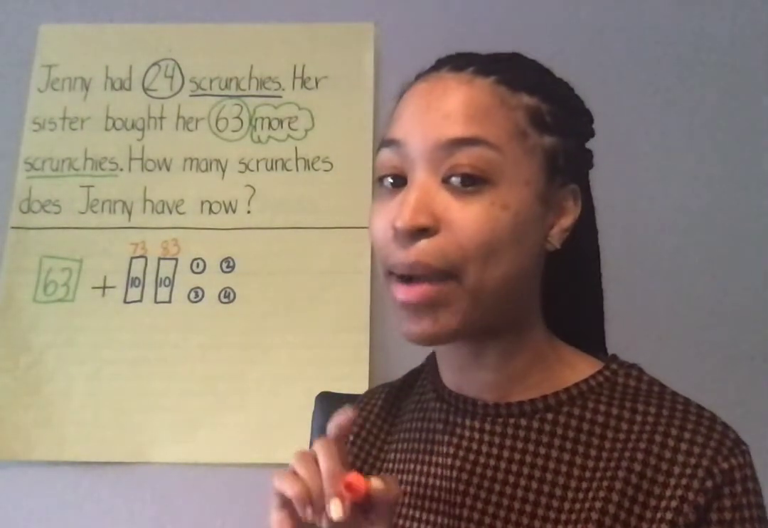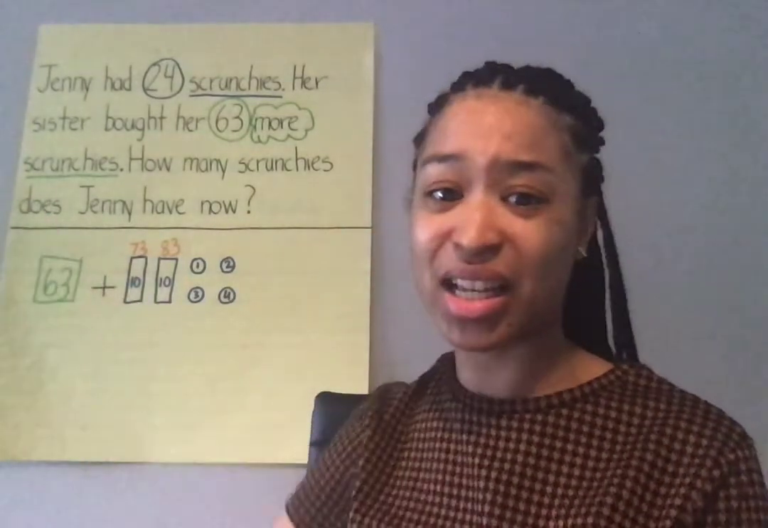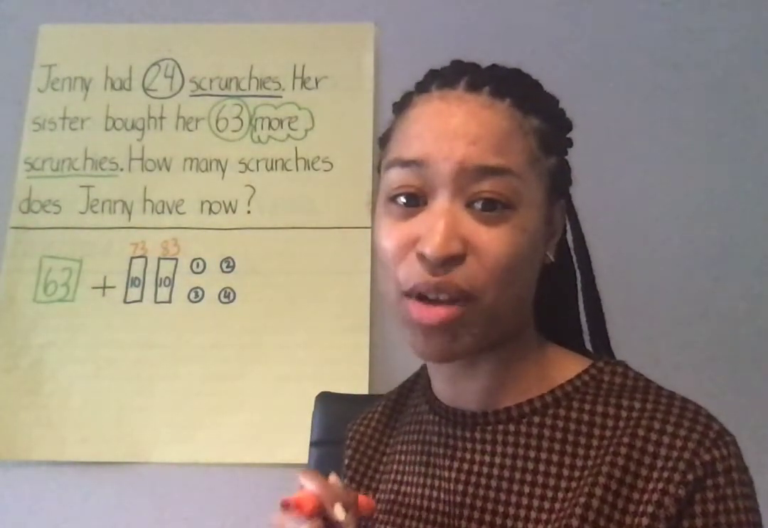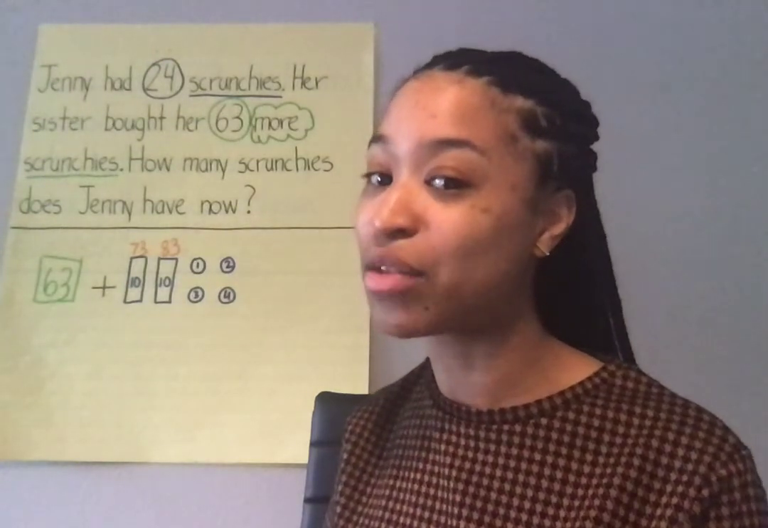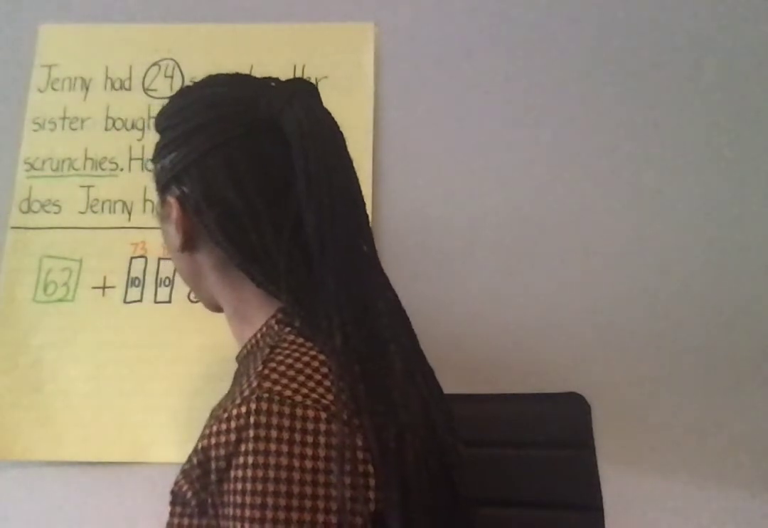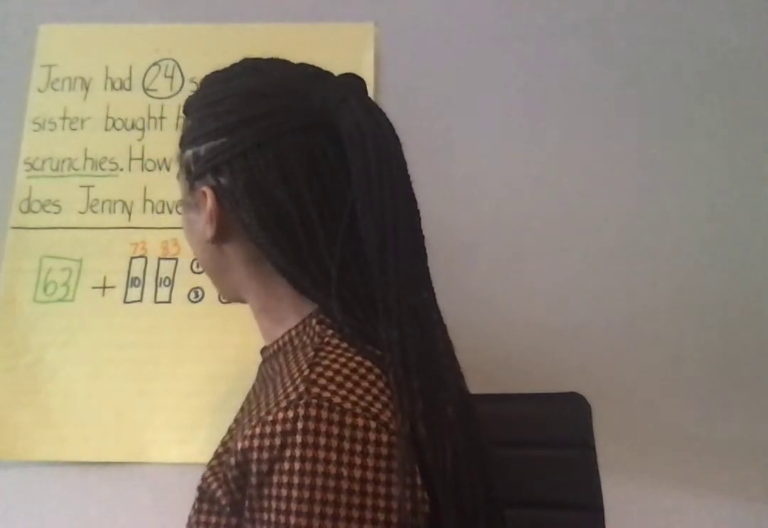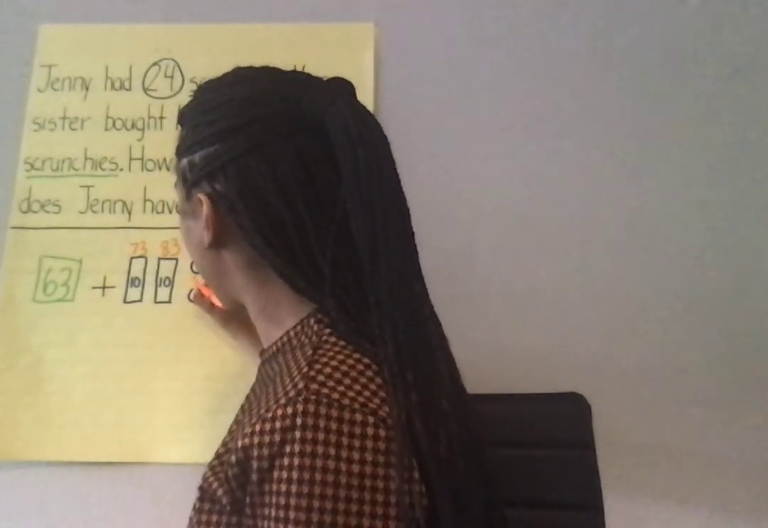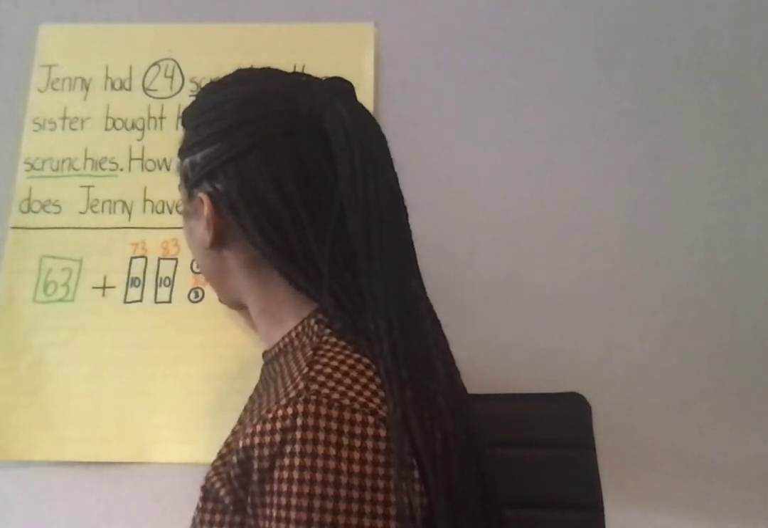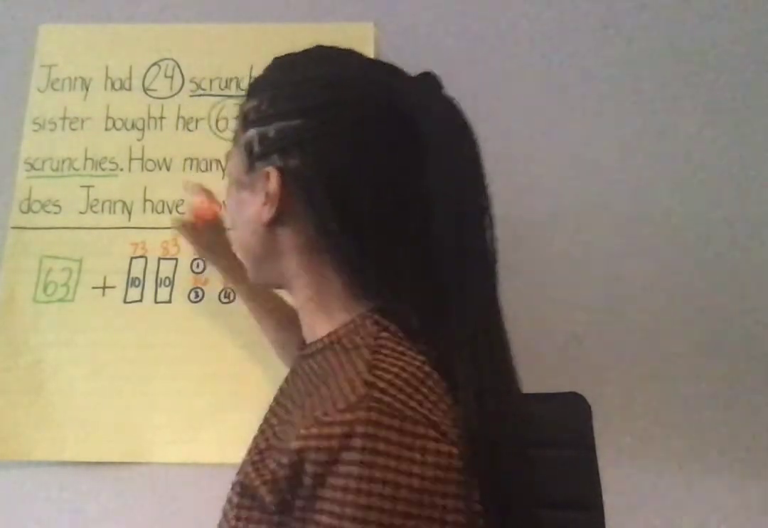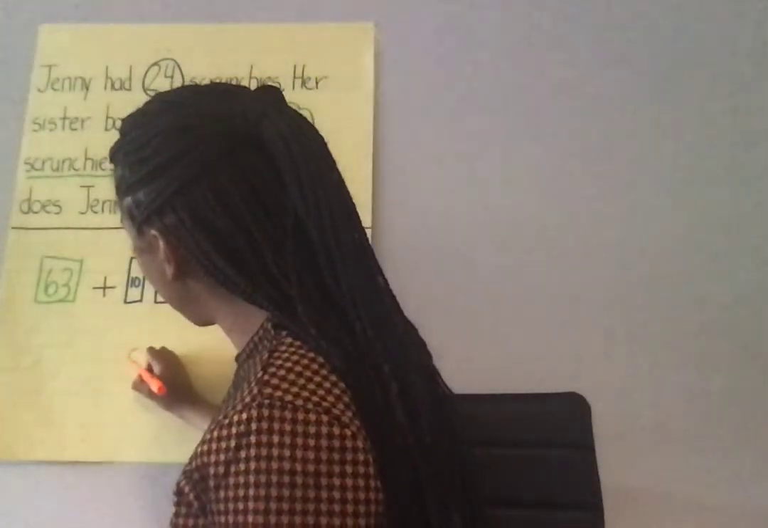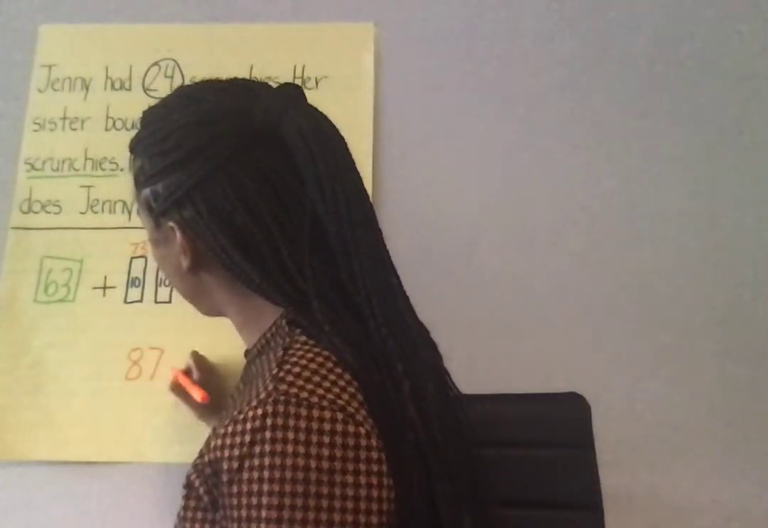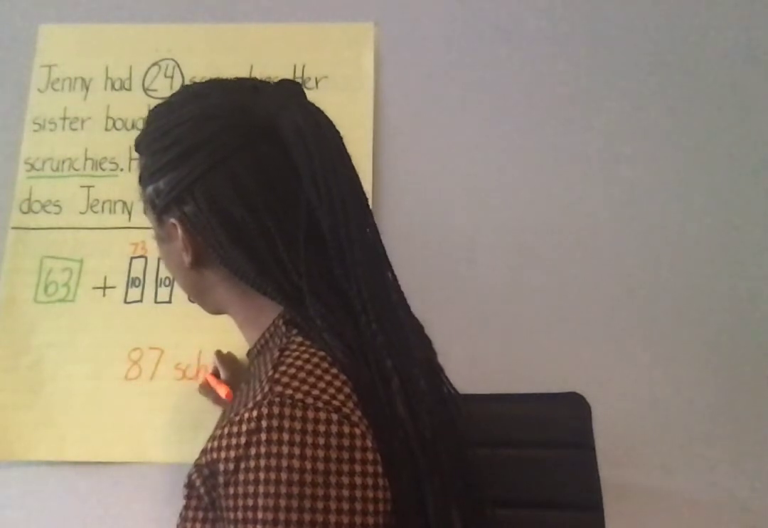Now we're counting by ones. I'm all out of ten sticks, so now I need to count by ones. After 83, what comes next? I'm counting by ones, remember. 84, that's right. 85, 86, and 87. So how many scrunchies does Jenny have now? Jenny has 87 scrunchies.